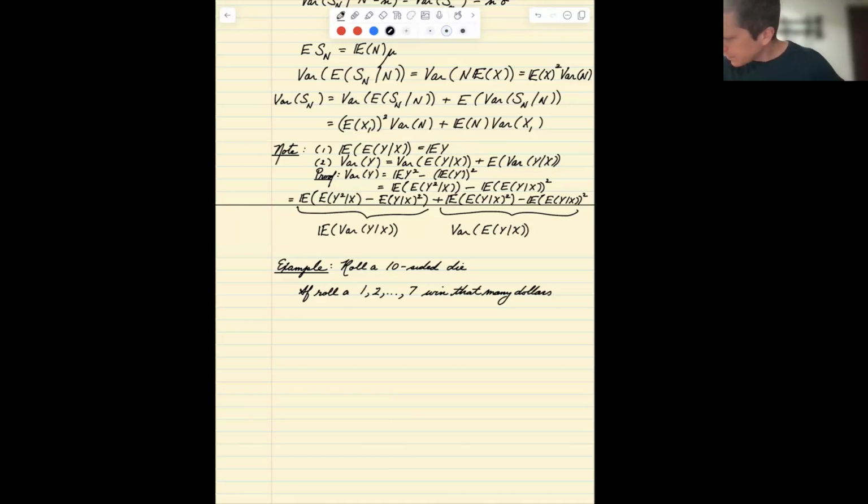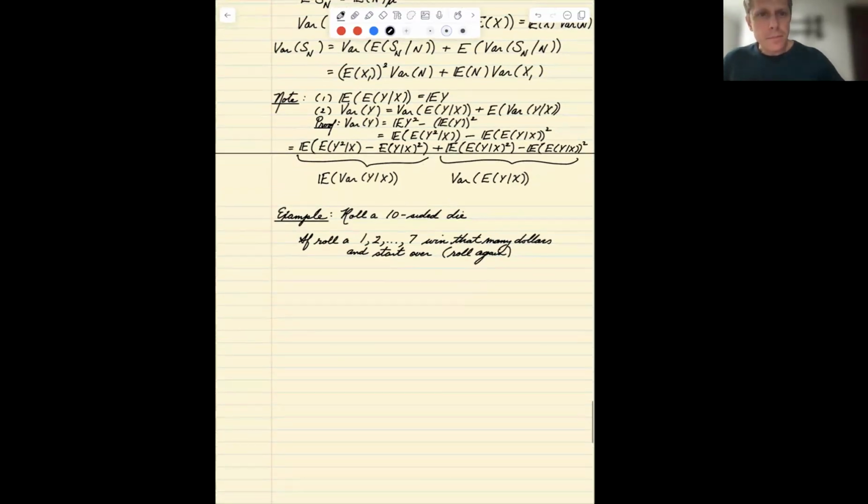And we start over, meaning we roll again. And we would continue to win that many dollars. If we roll an 8, 9, or 10, we win that many dollars and quit.